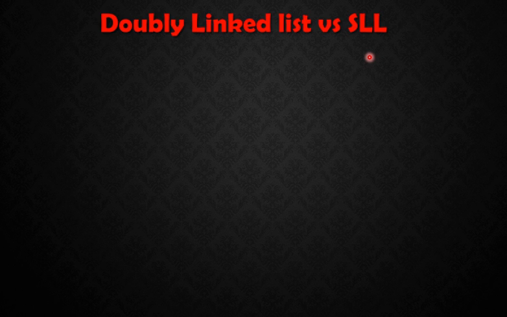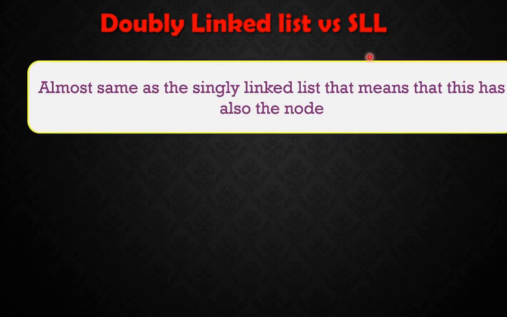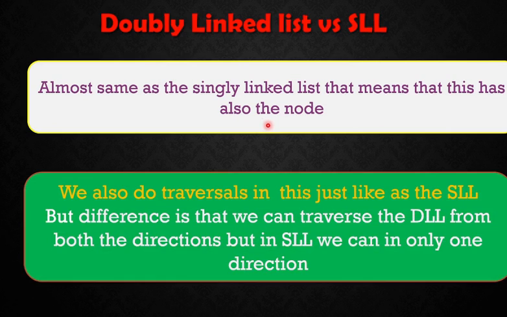Before going on to the discussion on the doubly linked list, let's first understand the difference between the singly linked list and the doubly linked list. Doubly linked lists are almost the same as singly linked lists, because in the case of a singly linked list we have a notion of node, and in the case of a doubly linked list also we have a notion of node. We also do traversals in the doubly linked list just like the singly linked list. But the difference is that we can traverse the doubly linked list from both directions. That means from left to right and also from right to left.